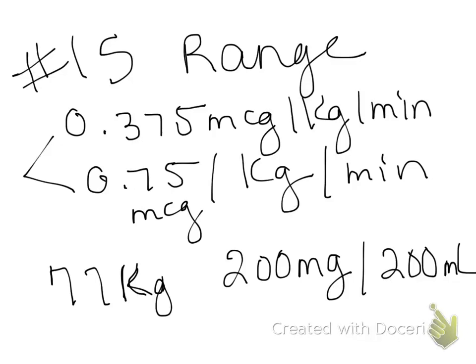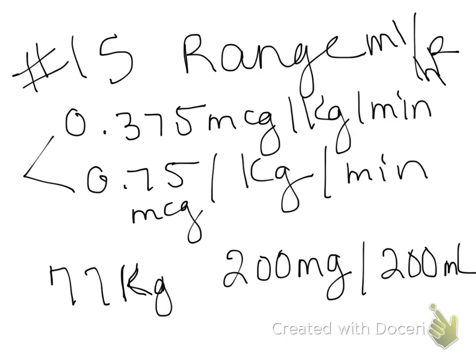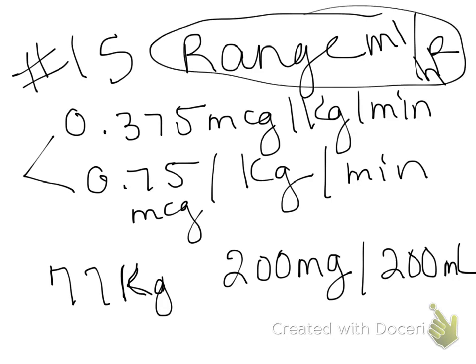Okay, so we're doing number 15 now. First, let's get to know the question. What it's asking for is to calculate the mLs per hour flow rate range for an IV infusion. We're going to round to the nearest 10th mL.